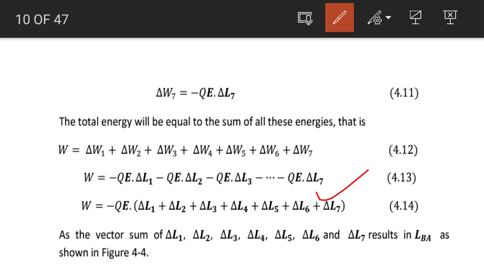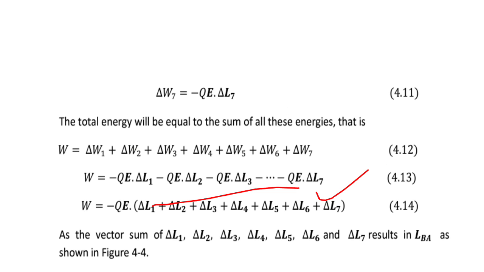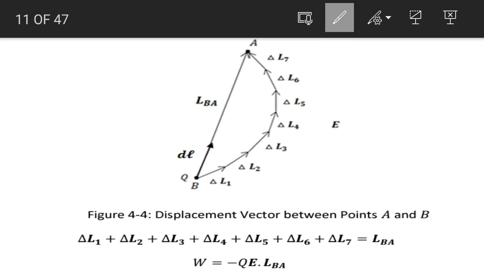So you see, in the bracket we have basically the sum of seven vectors. We add these vectors according to the head-to-tail rule, and the addition of these seven vectors according to the head-to-tail rule gives you a resultant vector. You see, we add all these seven vectors according to the head-to-tail rule, and the addition of all these seven vectors gives you the resultant vector LBA.